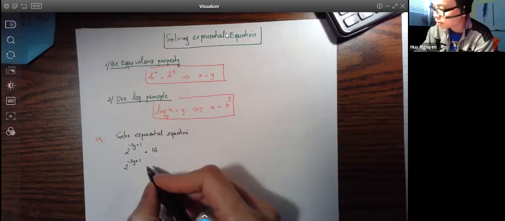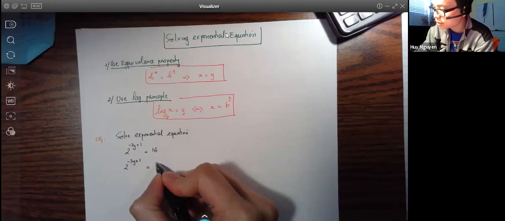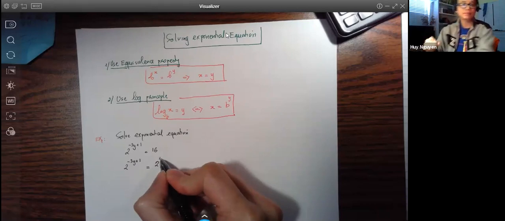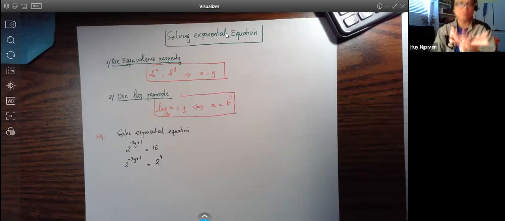Would it be 2 to the 4th power? Is that 2 to the 4th? Very good. It is 2 to the 4th power, because 2 times 2 times 2 times 2 gives you 16.